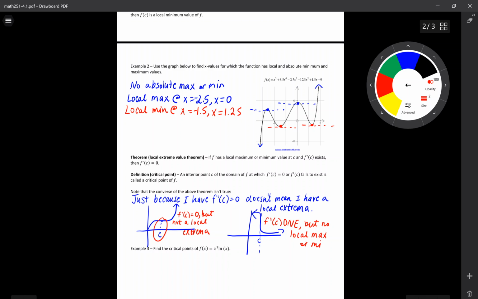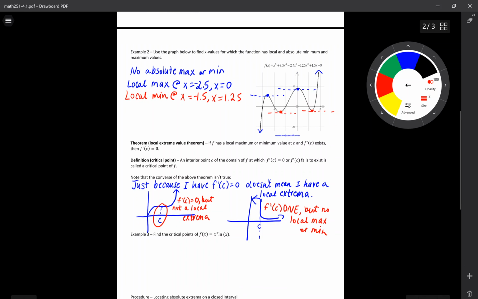So it's important to remember that this theorem here only goes one direction. If I have a local max or min and our derivative exists, then our derivative is equal to 0. The opposite is not true. All right, so remembering that a critical point is where f prime of c is equal to 0 or where f prime of c does not exist, let's find the critical points of f of x is equal to x cubed times natural log of x. So I need to find the derivative and see where it fails to exist or where it's equal to 0.